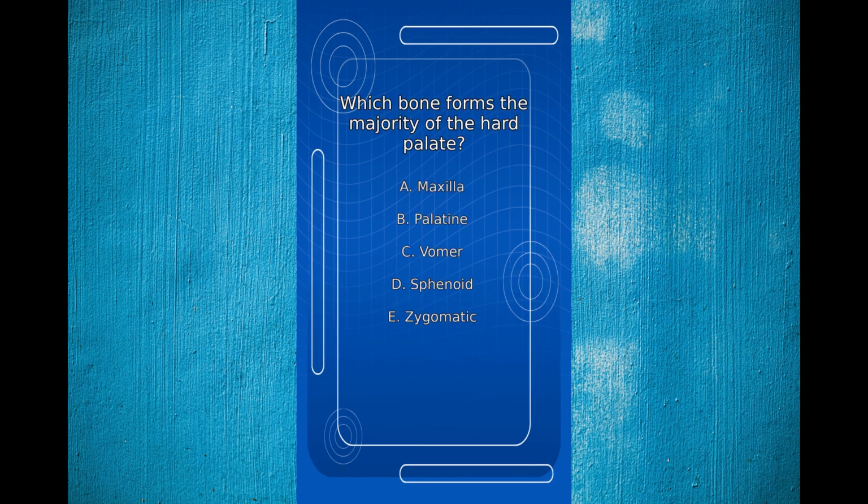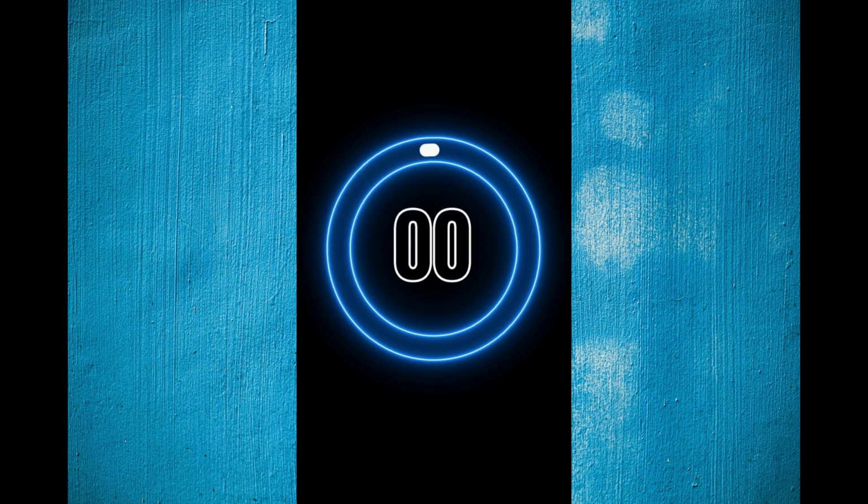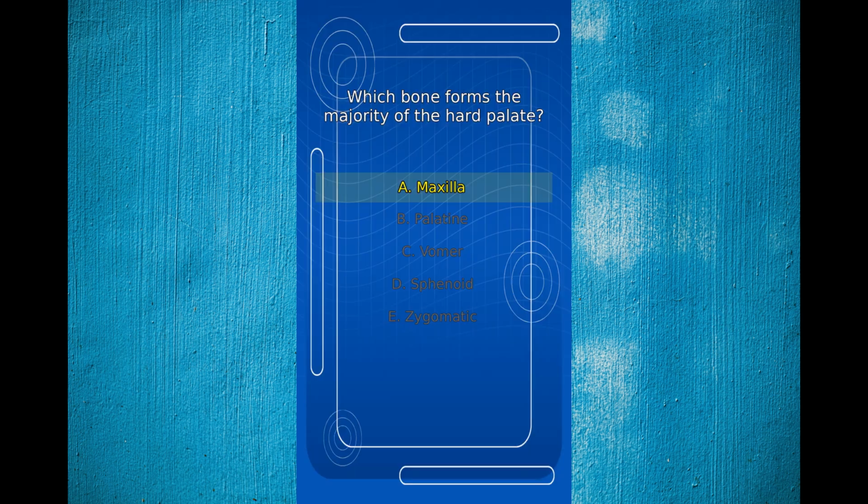Which bone forms the majority of the hard palate? The correct answer is A. Maxilla. The palatine process of the maxilla makes up most of the hard palate.